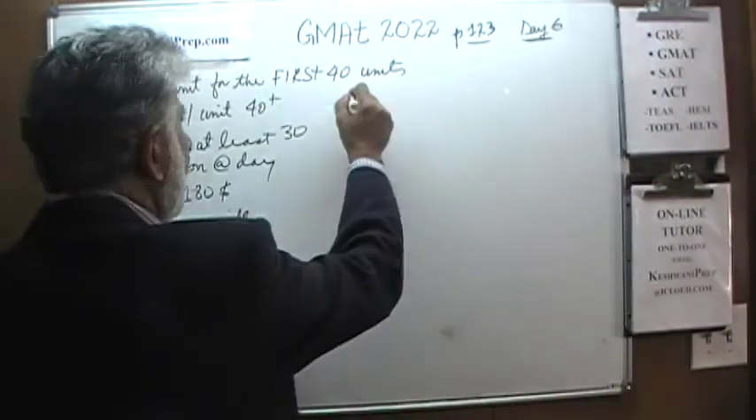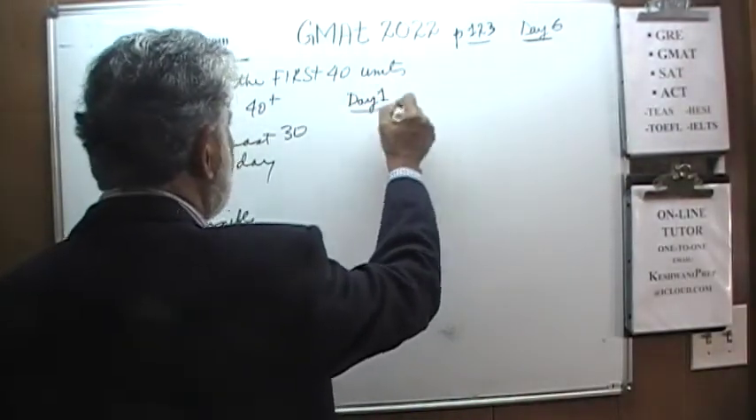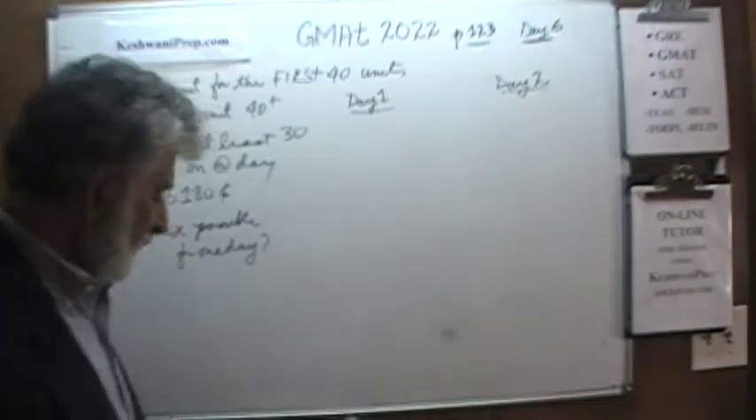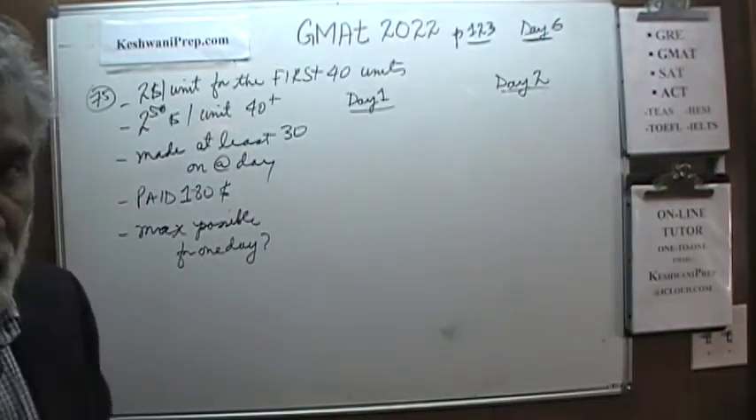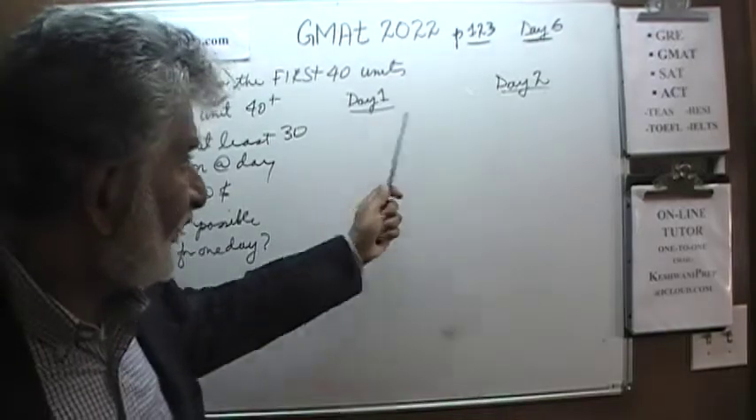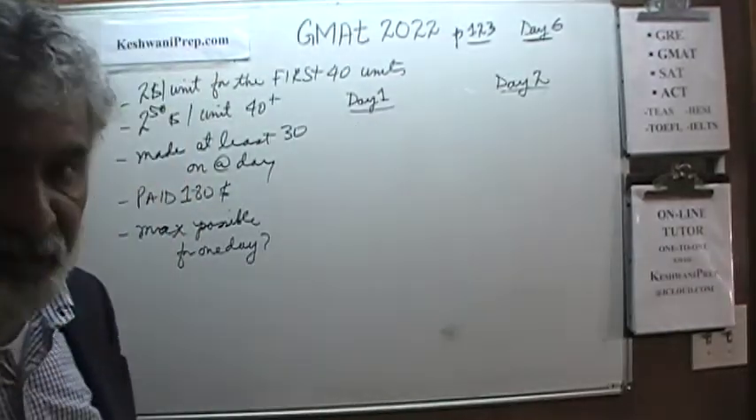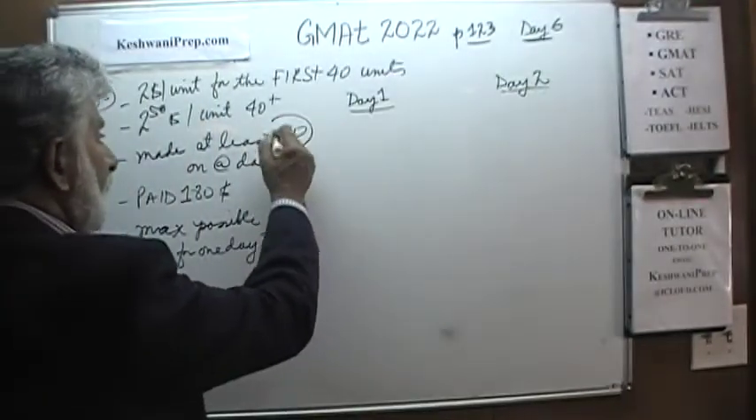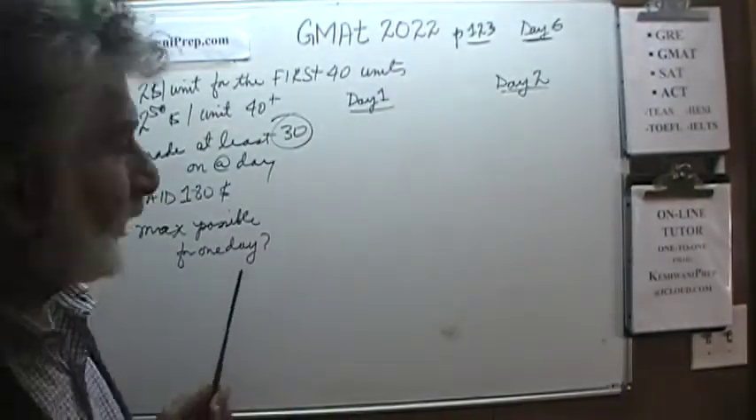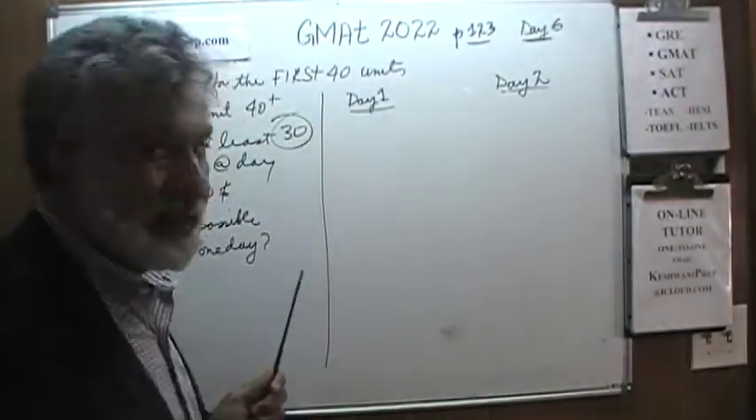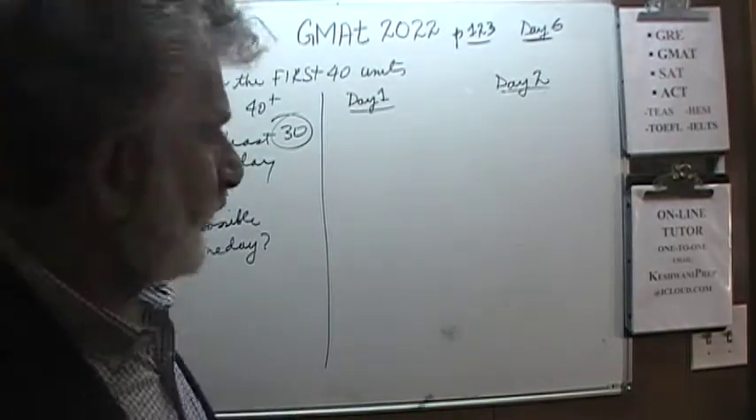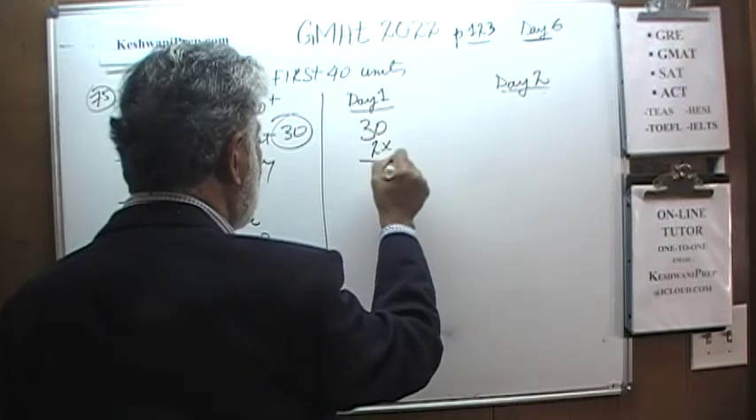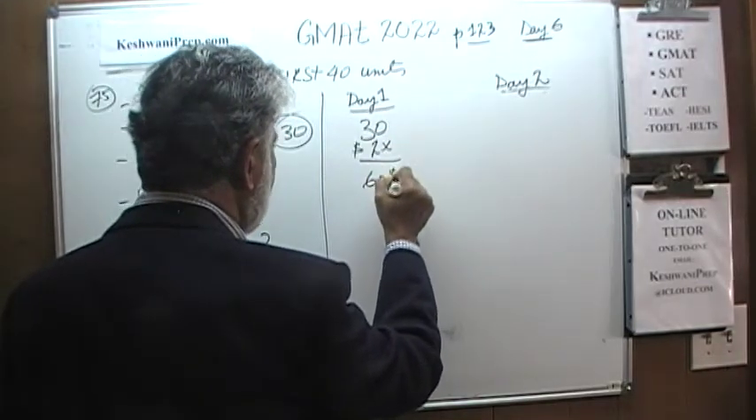So here's our day one, here's our day two. And since we want to make as many as possible on one of these 2 days, let's make one of these days as little as possible, as minimum as possible, which is 30. Because we are told that we have to make at least 30 units. Since we have to make at least 30 units, let's make exactly 30 units. So on day number one, we're going to make 30 units, for which we're going to get $2 per unit. We're going to make $60.